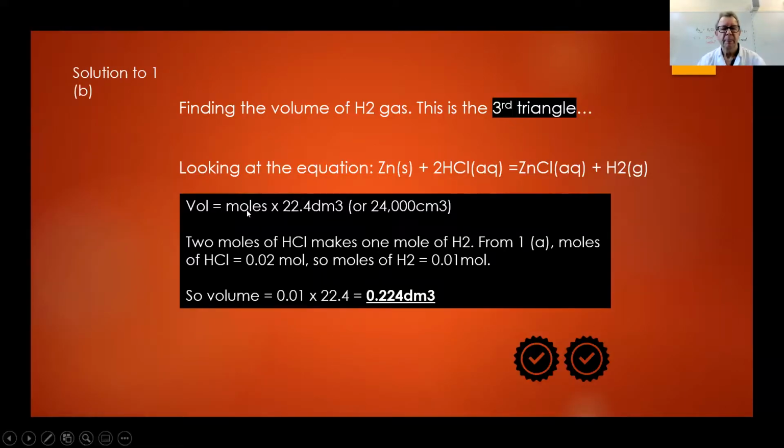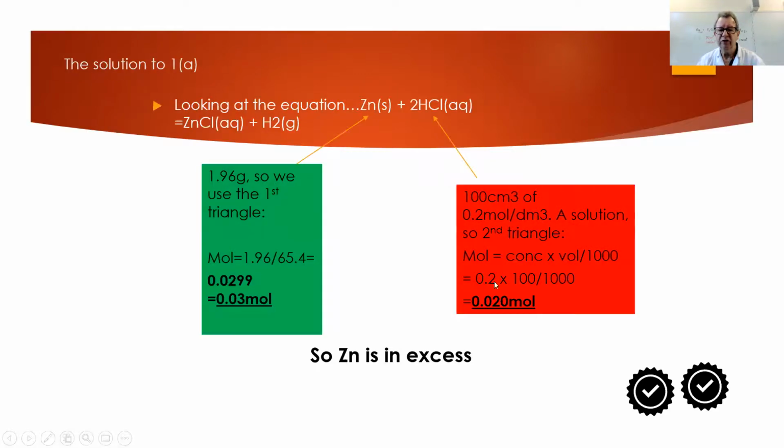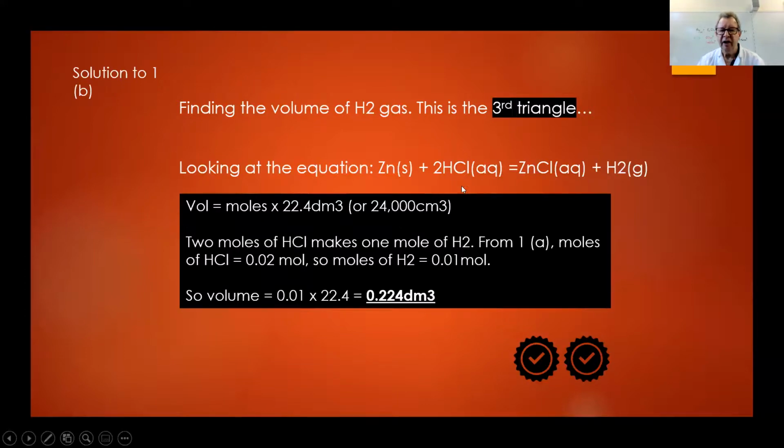Here's the second bit. Finding the volume of the H2 gas. It's the third triangle. Now, because from this equation, what we worked out to start with was that the zinc was in excess, we're starting with the number of moles of the hydrochloric acid. So we start here and we can see that 2 moles of HCl produce 1 of H2. That number in the front there, 2 HCl makes 1 H2.